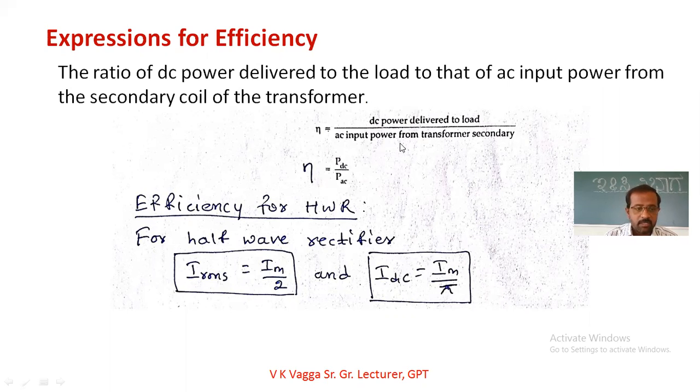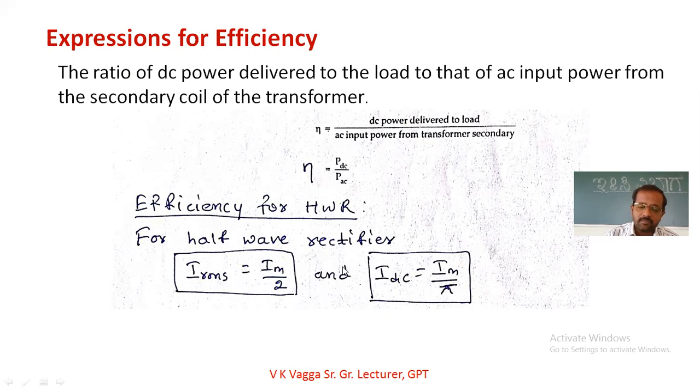Okay, so that you don't confuse the ripple factor and the efficiency: the formula for the ripple factor is IRMS divided by IDC, the AC component at the output divided by the DC component at the output side only. But the efficiency is equal to the output DC power divided by the input AC power. And again, if you want to calculate the efficiency for the half wave rectifier, you should consider the same formula. IRMS is equal to IM divided by 2 and IDC is equal to IM divided by pi. It is going to remain the same here. It's not going to differ.